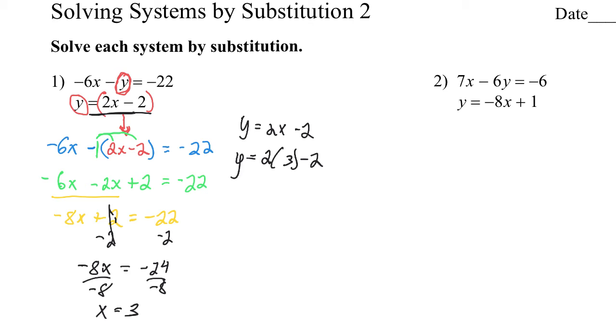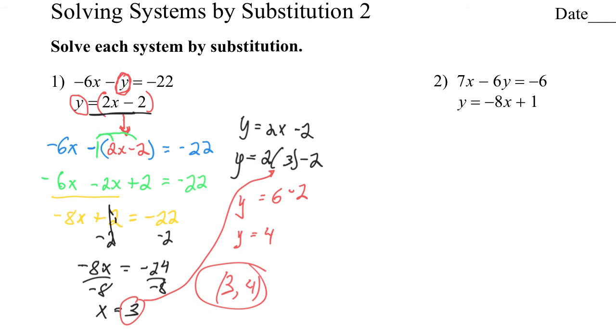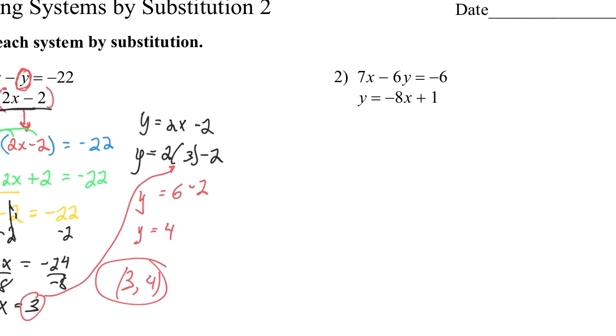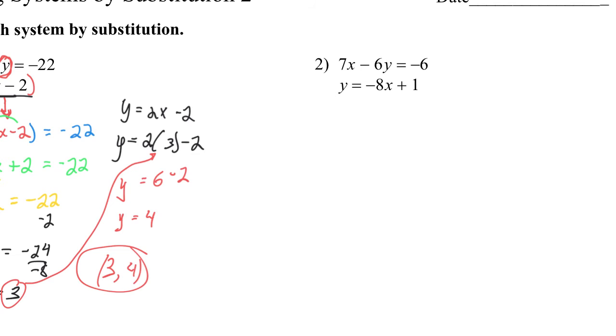Okay, so I just took that 3 and plopped it in there for x, and I just evaluate for y. So 2 times 3 is 6. 6 minus 2 gets me the y value, 4. So again, write your answer as x comma y. And it's just good practice. Okay, so that's the idea. You substitute in and then solve.